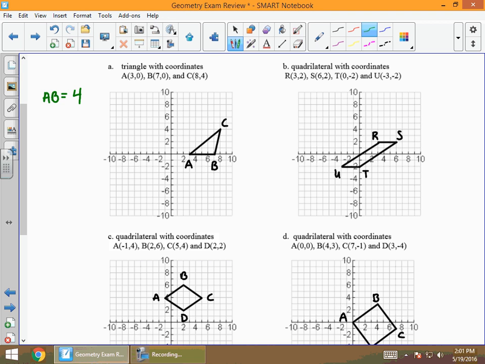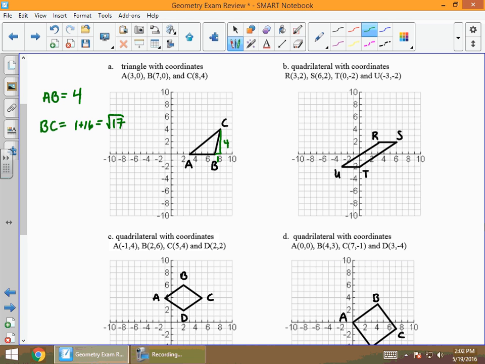Now in order to find BC, BC is a distance that's along a diagonal. So as I look along a diagonal, I need to think Pythagorean theorem. A squared plus B squared equals C squared. So I'm going to draw in this little triangle over here. This leg is 1 unit, and the other leg is 4 units. So 1 squared is 1, and 4 squared is 16. If I add 1 plus 16, BC is the square root of 17.